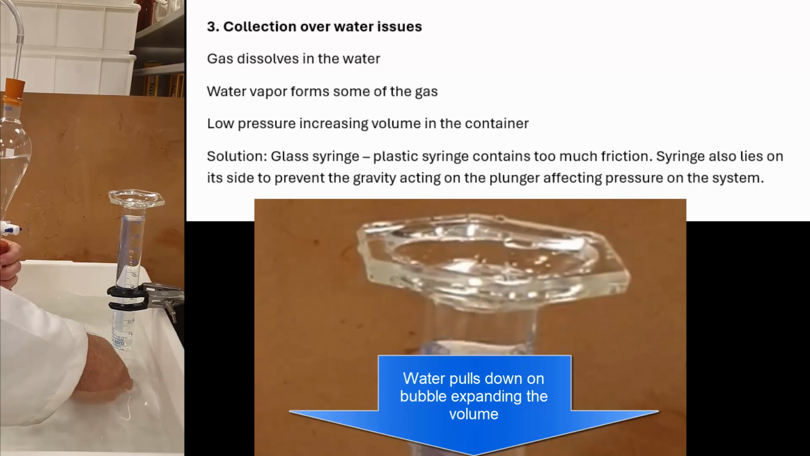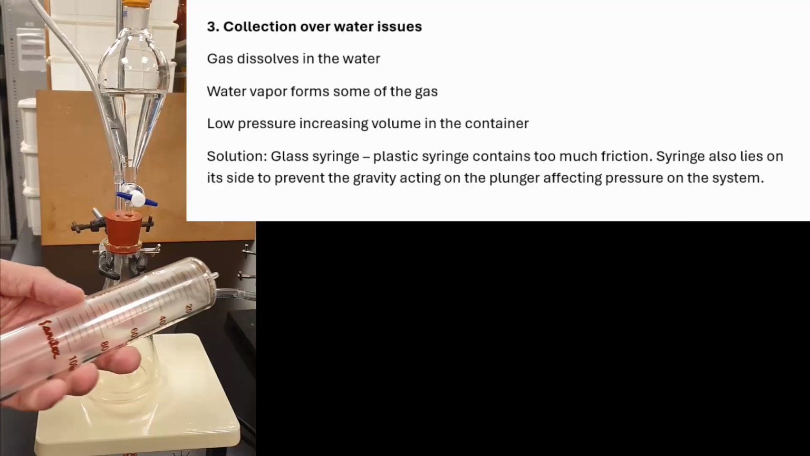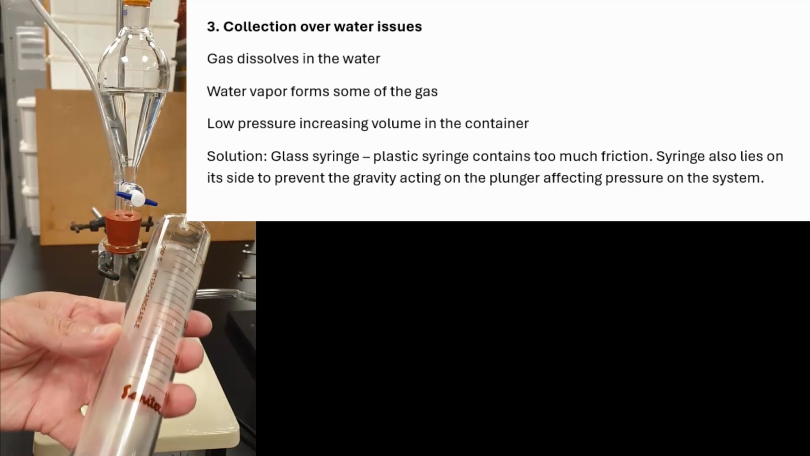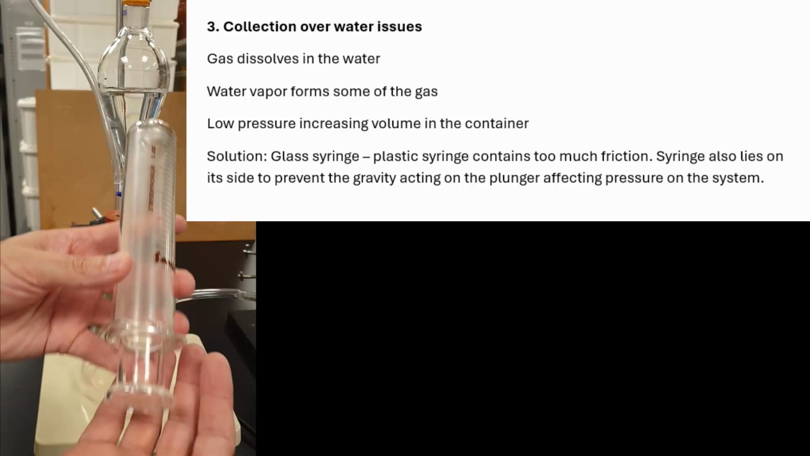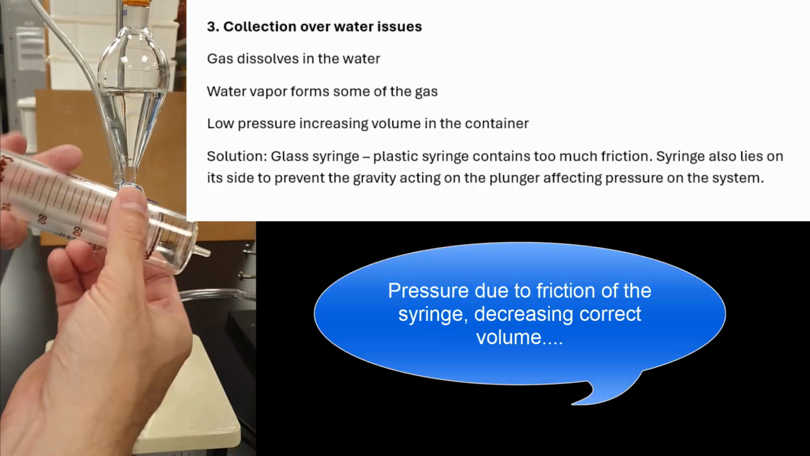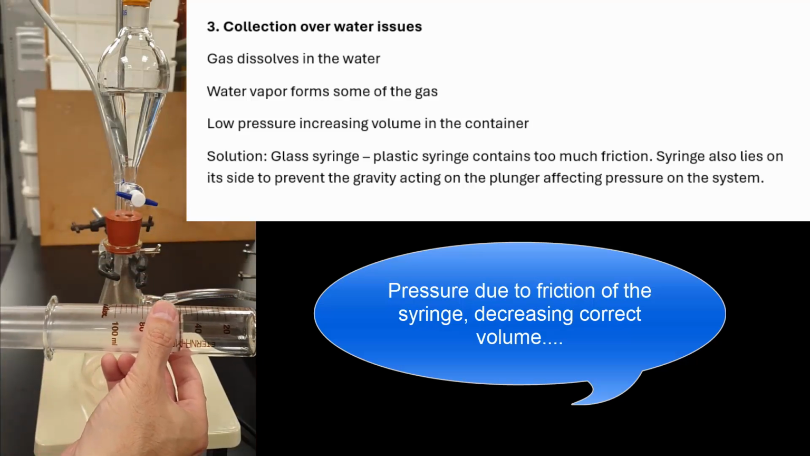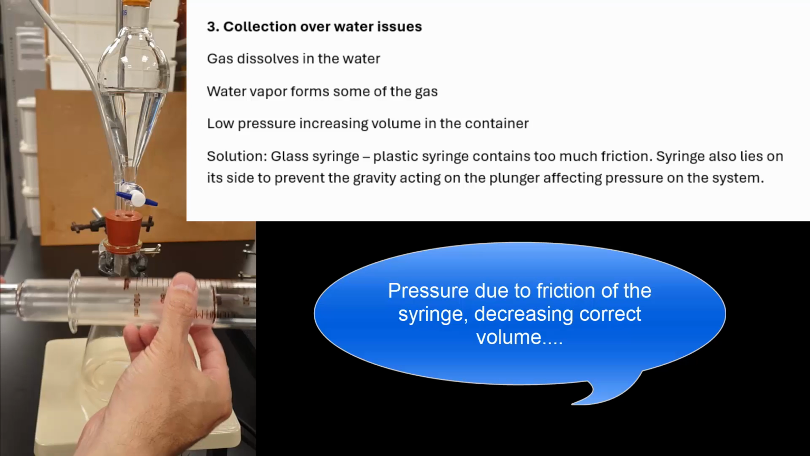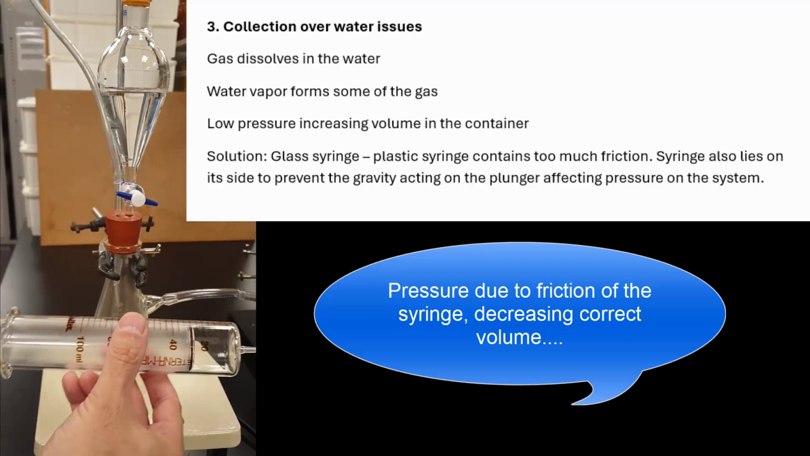The solution to that is the gas syringe. The other issue is if you use a plastic syringe, there's too much friction. So you can see this glass syringe just slides up and down. There's almost no friction. It's not perfect, it's not the most expensive one, but there's almost no friction at all. So it will slide, and there's no friction created. That would work to decrease the amount of volume that it seems you have.